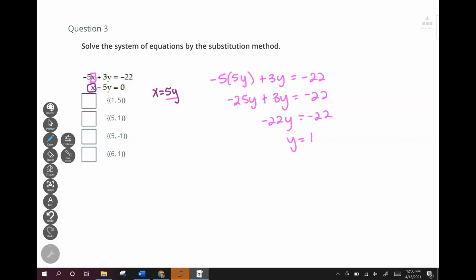Alright, so I know y equals 1, which means I can cross off that one and that one, right? And now I'll just plug that back in to figure out what x equals. So I'm going to take that value, I'm going to plug it in for y right here. And so x equals 5 times 1, x equals 5.